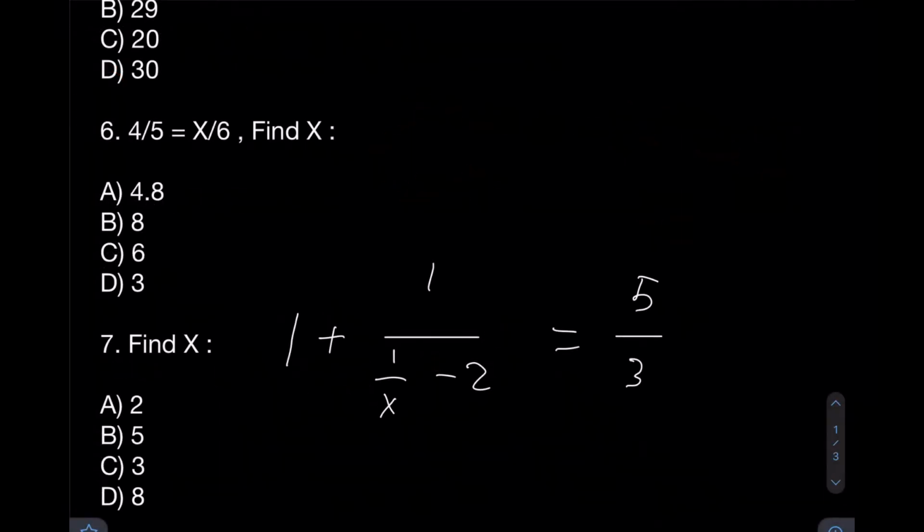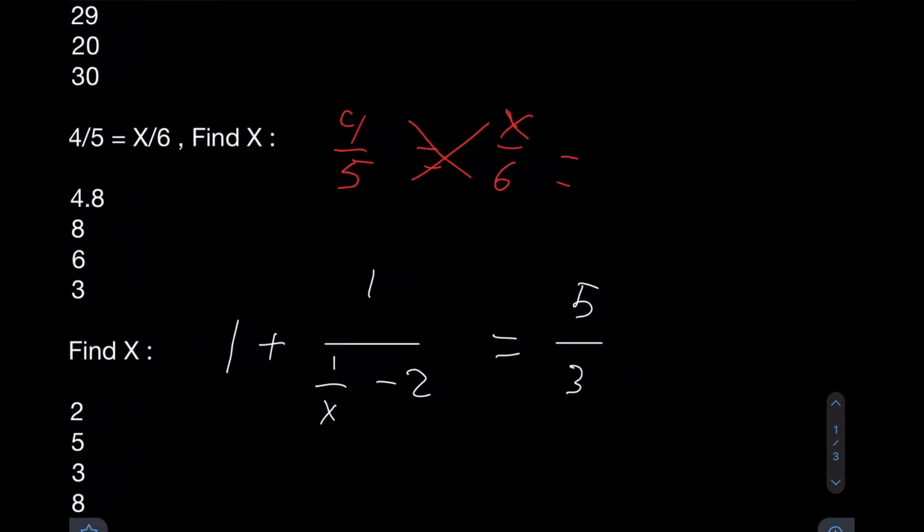Now for question number 6, we've got 4 over 5 is equal to x over 6, and we just need to find x. Pretty simple. These questions always follow the multiply rule. In some cases, maybe I shouldn't say always, you can't use cross multiplication, or it will be more complicated, so you need to use something else.